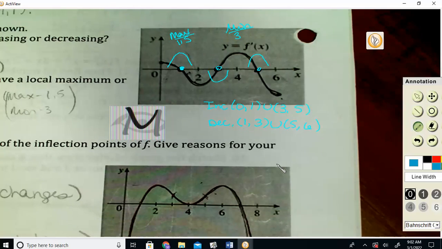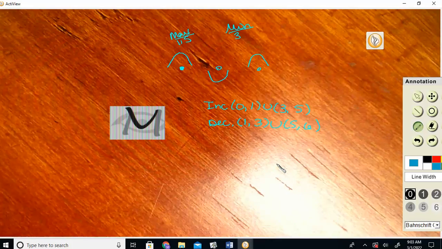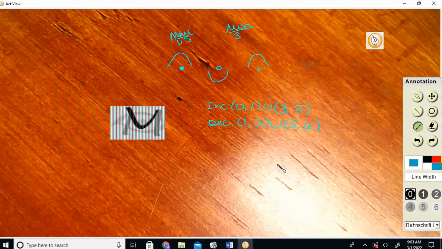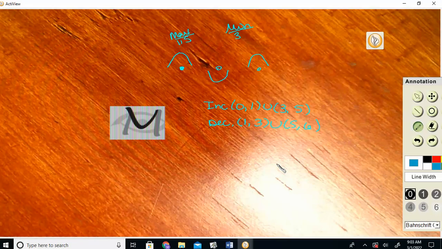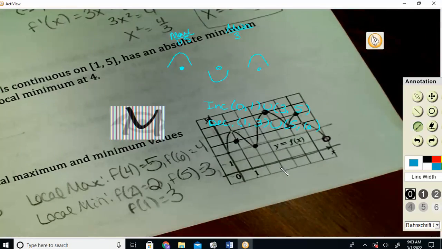Any other questions about that? Did I have any more questions on the study guide with the graphs like this? Let's go ahead and, can we talk about number 11 real quick while I have this turned on?